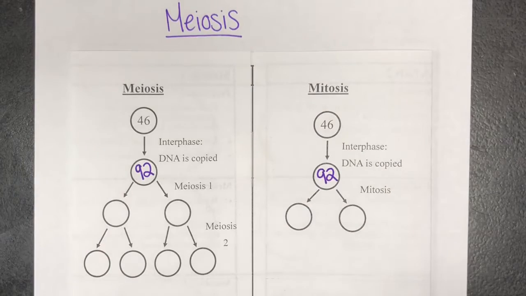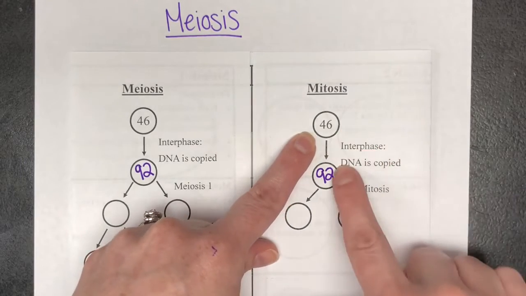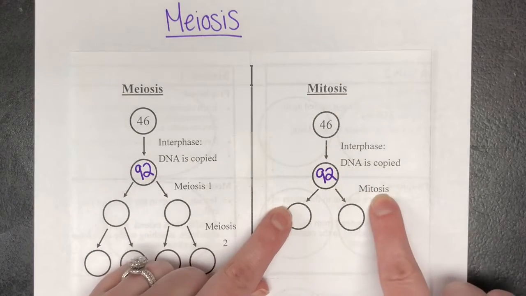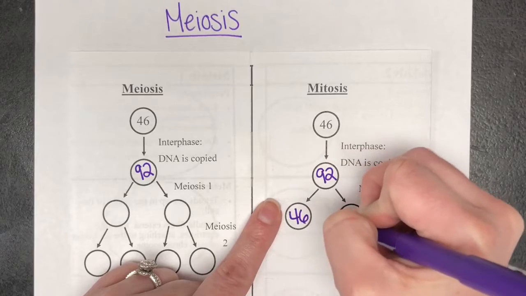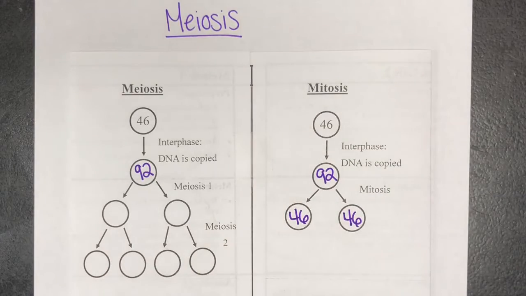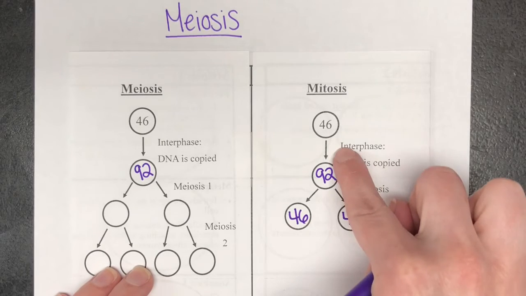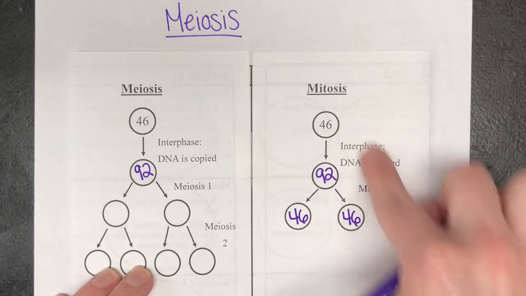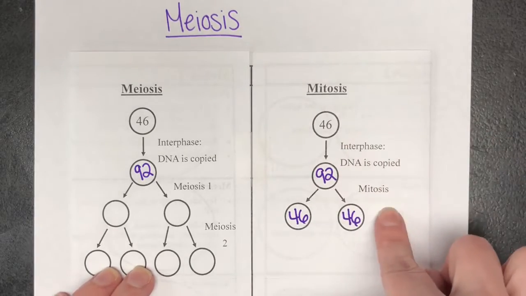Okay? So in mitosis, we go from our original parent cell, we duplicate that DNA, mitosis occurs, and we end up with two genetically identical cells. Now, these are both genetically identical to each other and to that original cell. So these two are identical and these are identical.